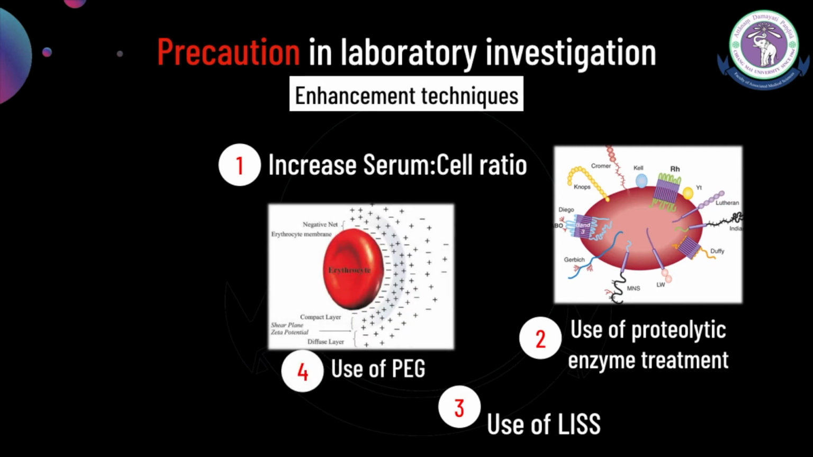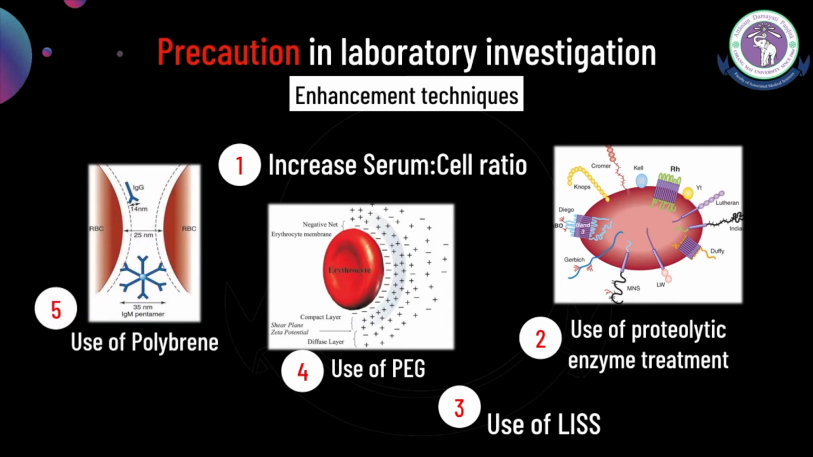Fourth, use PEG. PEG, or polyethylene glycol, is a polymer that absorbs water molecules. Adding PEG in the reaction will decrease water molecules surrounding red blood cells, resulting in higher concentration of antibodies. And fifth, use polybrene. Polybrene is a positive molecule which can neutralize negative charges on the red blood cell membrane. This can decrease ionic repulsion and make red blood cells move closer together.